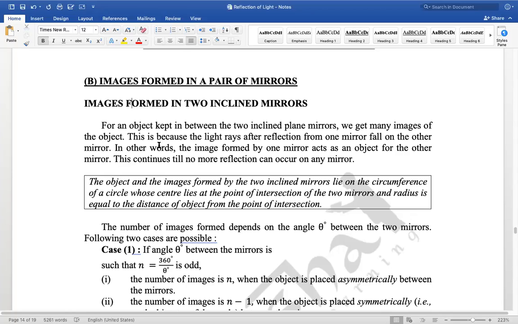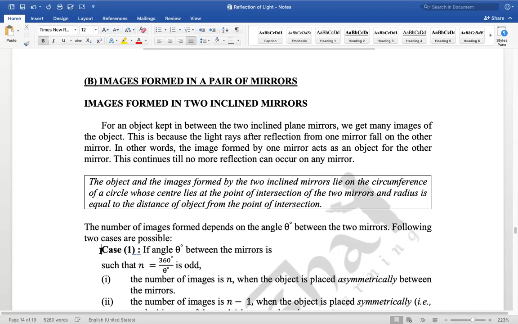The object and the images formed by the two inclined mirrors lie on the circumference of a circle whose center lie at the point of intersection of the two mirrors, and radius is equal to the distance of object from the point of intersection. So इसके बारे में हम लोग देखेंगे आगे जब हम लोग रे डायग्राम कर रहे हैं. The number of images formed depends on the angle theta between the two mirrors. Following two cases are possible. First is case 1.